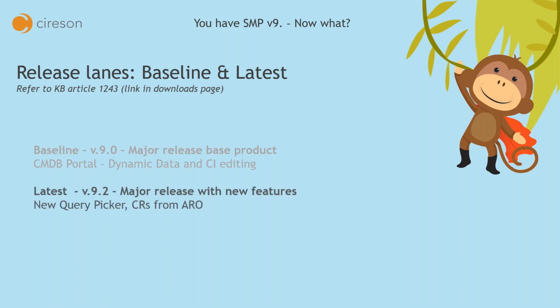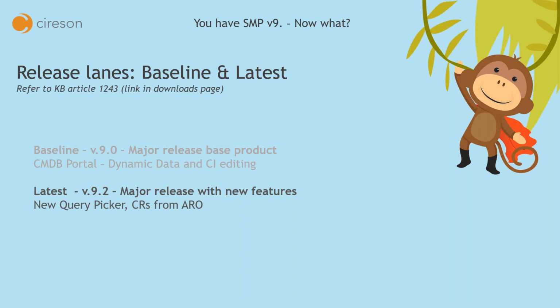In the latest track, it's essentially the major release base product with new features. And in our latest release of that track, version 9.2, the .2 designating that it's a latest release, we have a couple of exciting features around the query picker, and CRs, change requests from advanced request offerings, CRs from ARO, which is released in 9.2. And we'll be covering some of those with a demo with Justin in a few minutes.